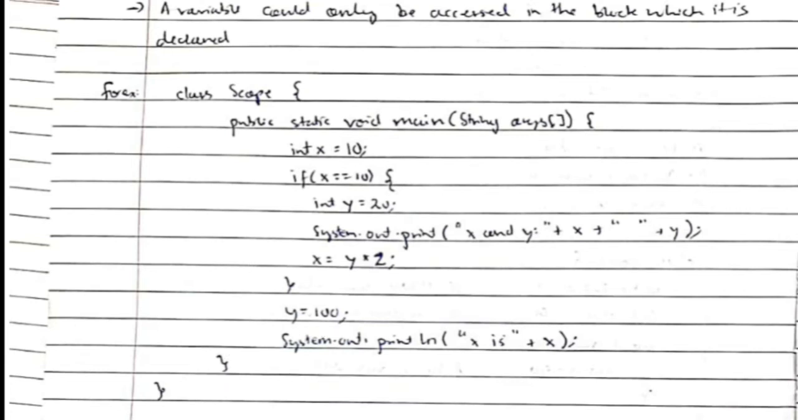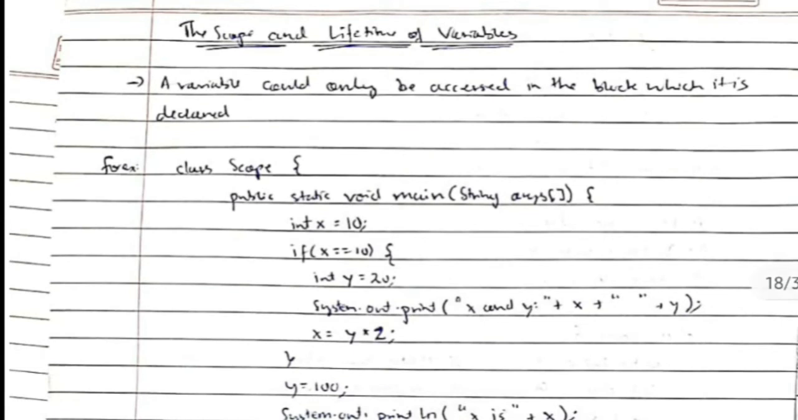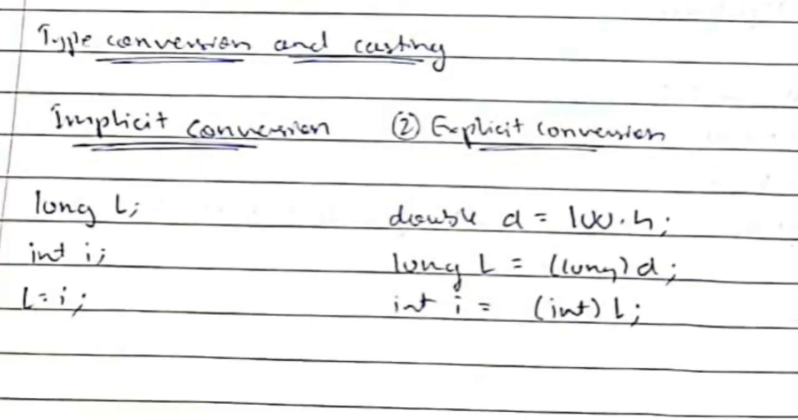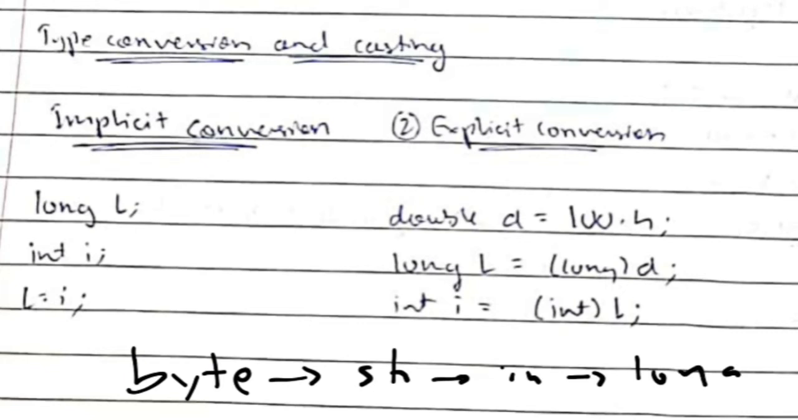Okay, so that's it. Scope means the block in which the variable is declared, in that block only it can be accessed. Okay, what is type conversion and casting? See, before I told you, right, byte is of 1 byte, it stores 1 byte, and short stores 2 bytes, then int, then long, right? It's in increasing order. Suppose that I have a variable here, long.